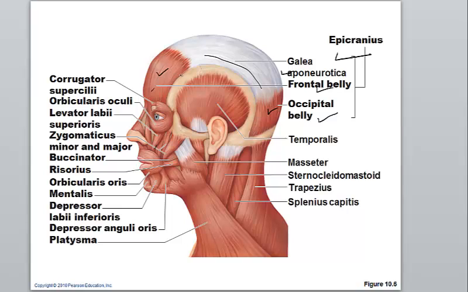Depending on which one moves, the frontal one covers the forehead and causes the eyebrows to rise and wrinkles your forehead horizontally. That is your frontal belly. The occipital belly, on the other hand, pulls it back to its original place. Now, the other muscle that you have to know is the one that draws your eyebrows closer together. That'll be your corrugator supercilii muscle. This muscle is a muscle of your face. The previous one was a muscle of your scalp.